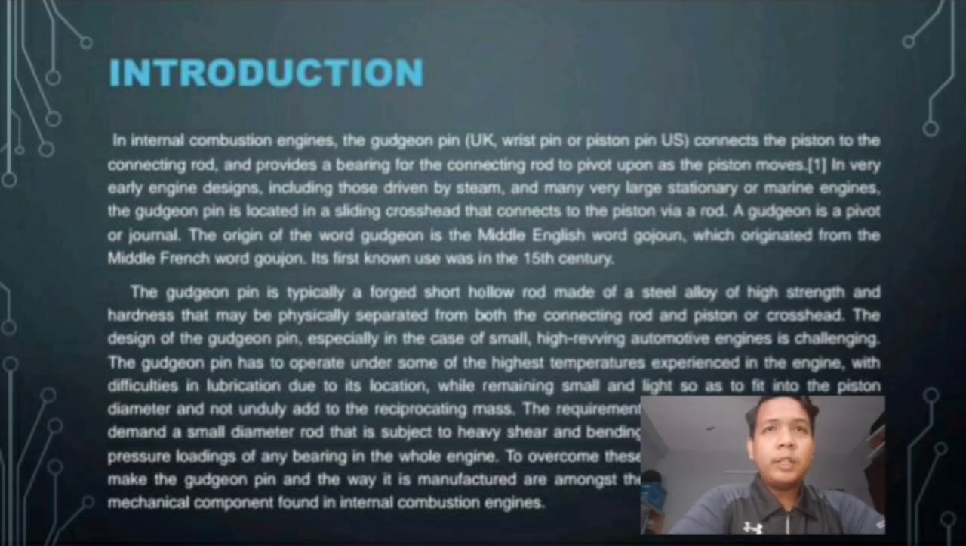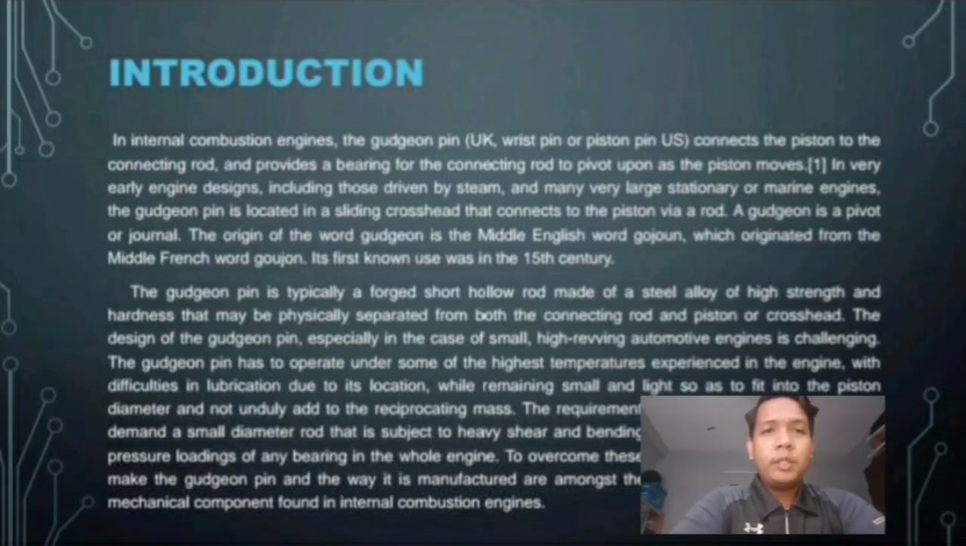In very early engine designs, including those driven by steam and many very large stationary or marine engines, the gudgeon pin is located in a sliding crosshead that connects the piston via a rod. A gudgeon is a pivot or journal. The origin of the word gudgeon is the Middle English word gojon, which originated from the Middle French word goujon. Its first known use was in the 15th century.